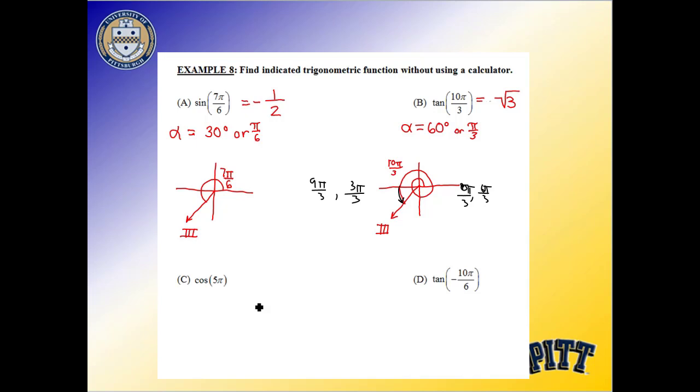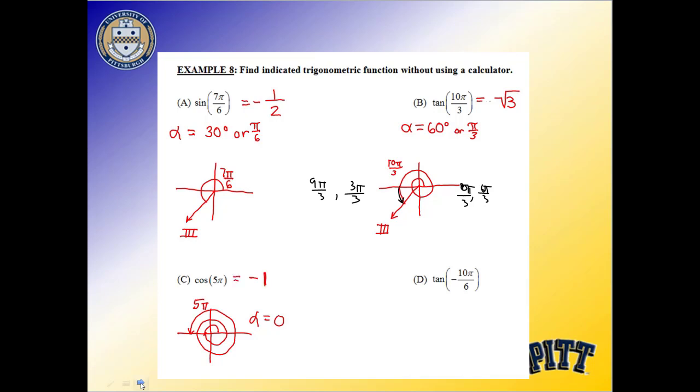5 pi is an angle that's going to be on one of my axes. So you've got to see what it's related to. This would be related to the angle pi. The reference angle is 0, but it's actually more related to 180-degree angles. It's coterminal with it. And so since 5 pi is coterminal with pi, I expect the cosine of 5 pi to be the same as the cosine of pi, which is -1.